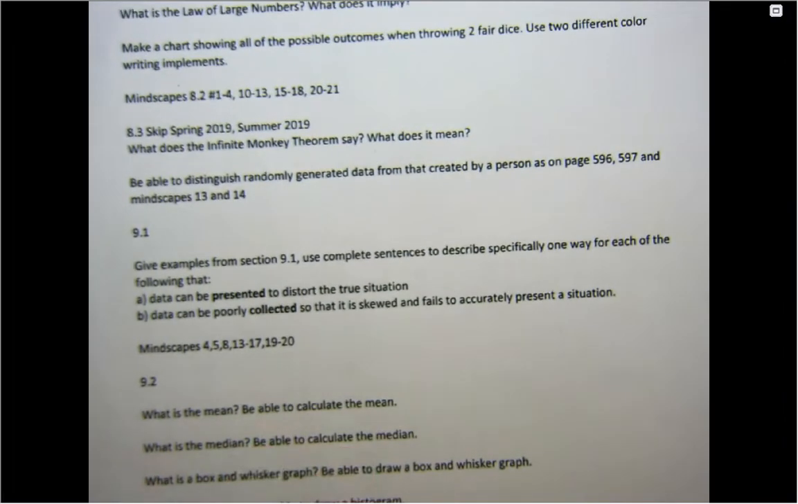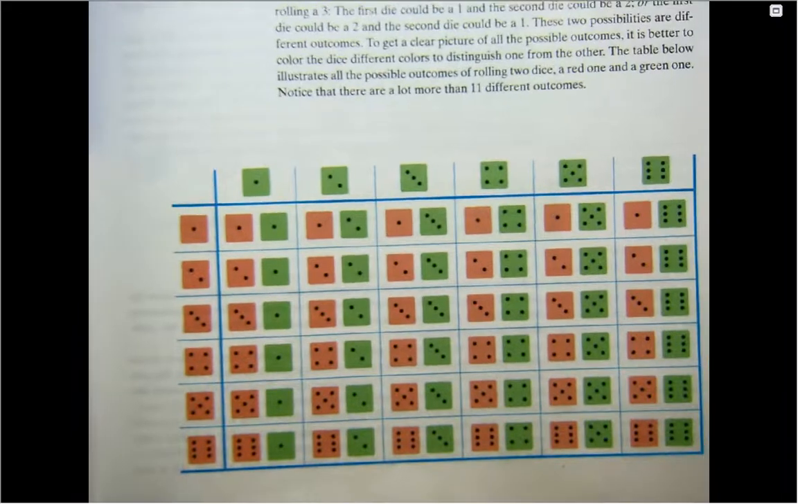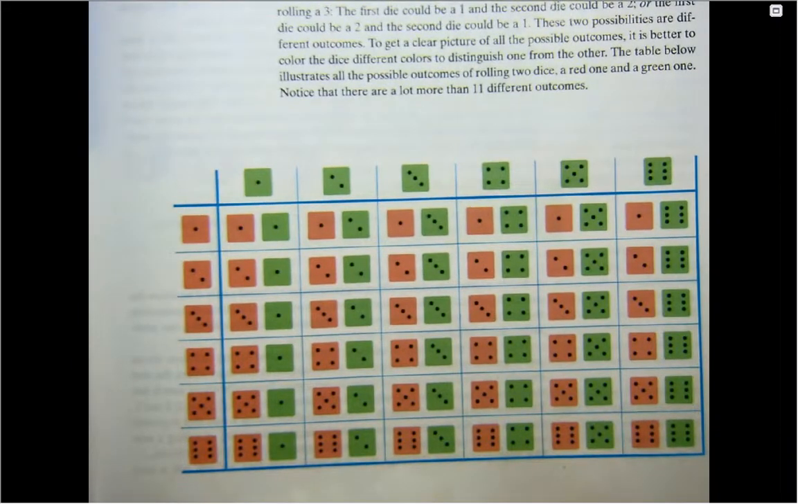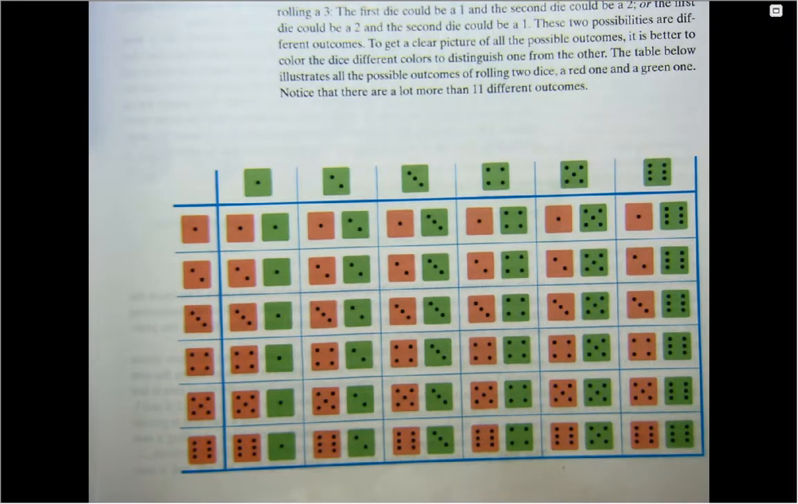So you'll also need to be able to make this chart with the 2 dice. We did that in class. You don't need to draw the little dots. You can just put numbers instead of little points. And then you can use that chart to answer questions. For example, at your desk right now, use this chart that I have up and calculate the probability of taking a pair of dice and rolling a 9.